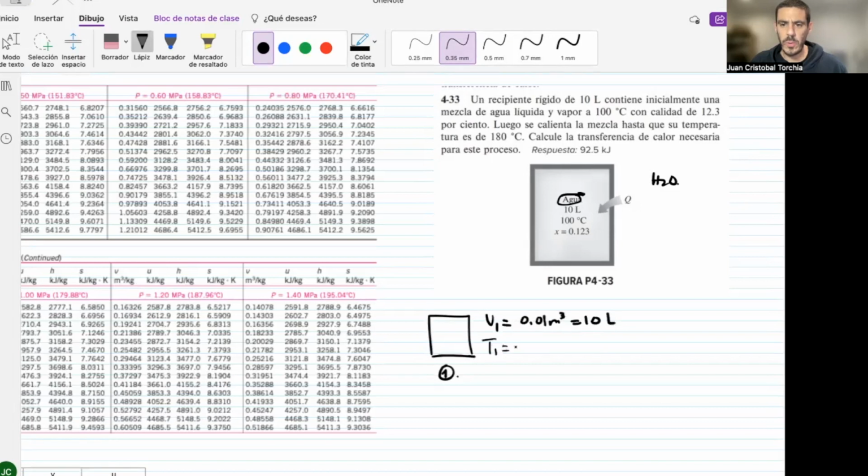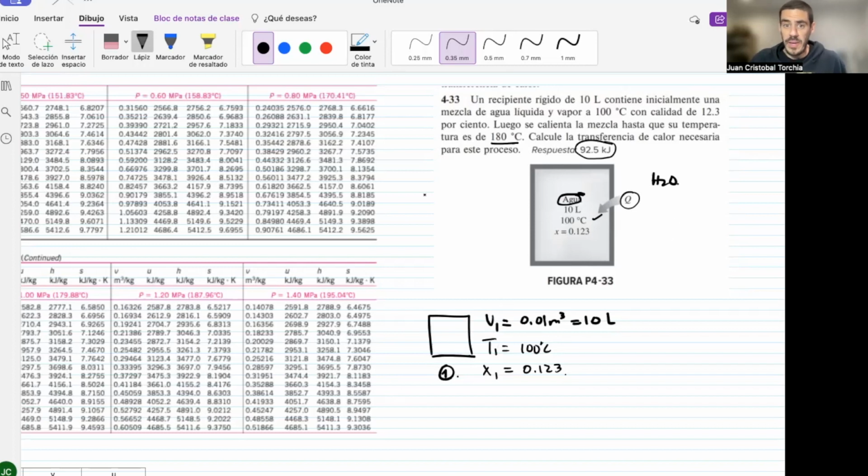Temperature at 1 is 100 degrees Celsius. That's something that you can see. And also, it's a mixture because they are giving you quality, and this is 0.123. They are asking, after certain heat transfer, it's going to reach 180 degrees Celsius. And after that, they're asking me, can you please calculate the heat transfer? They are also giving me the answer, so maybe we'll check out if this thing is correct or not. That's what we need to do.